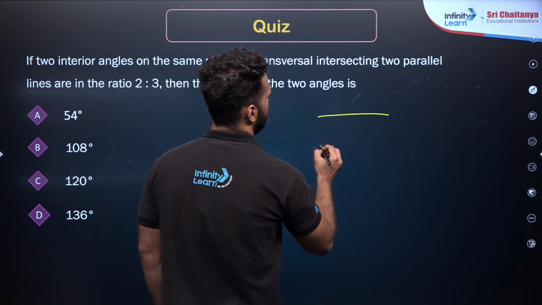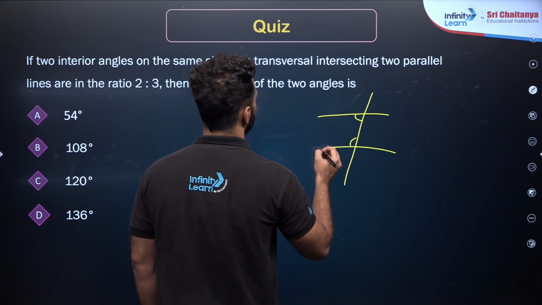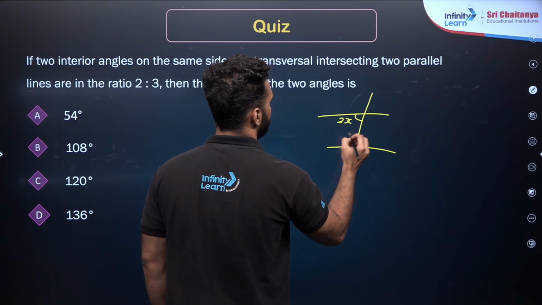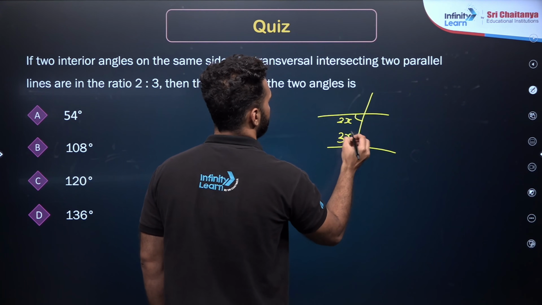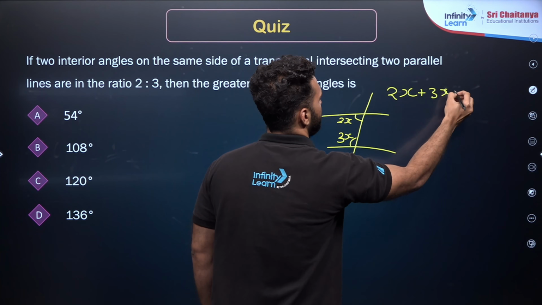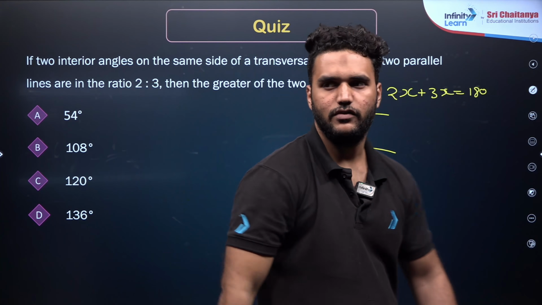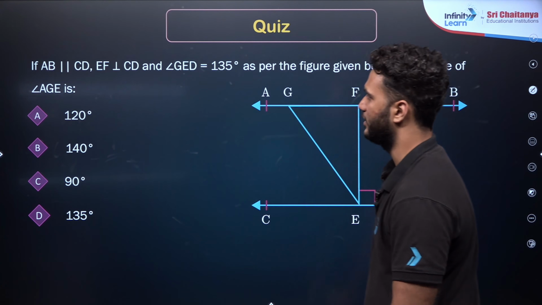Simple. Two lines are there. We are making this line, this angle and this angle. They are in ratio 2 and 3. We can consider this is 2x, this is 3x. Sum of them should be what? 2x plus 3x should be what? 180. Find the value of x here, and what they are asking, the greater one means 3x. They are asking for 3x.